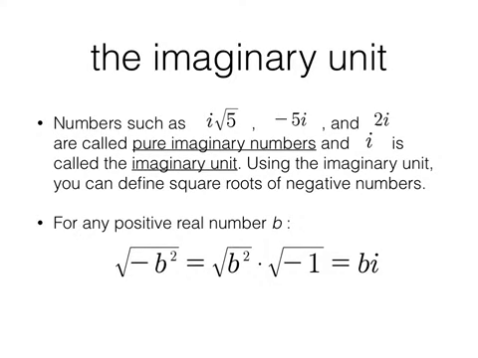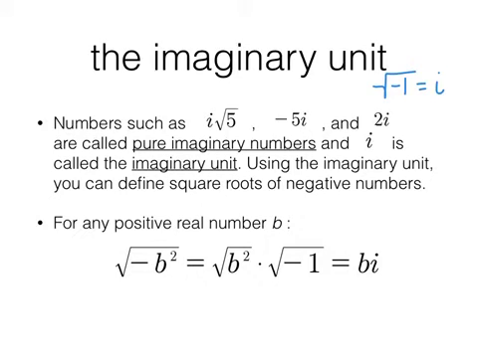First of all, the imaginary unit. Excuse me, the imaginary unit is that little i. So numbers such as i root 5, negative 5i, and 2i are called pure imaginary numbers. Little i is the imaginary unit. Using the imaginary unit, you can define square roots of negative numbers. So the basic definition of that imaginary unit, let's do that first, is that the square root of negative 1 is equal to little i.